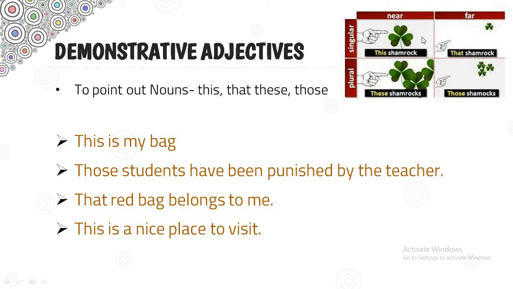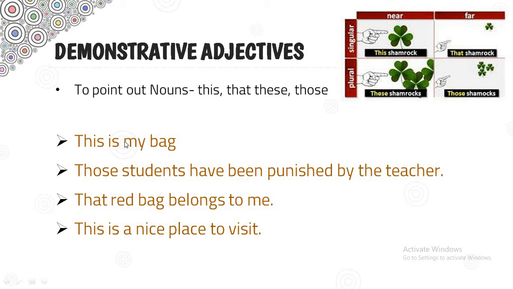So "this" we refer to the thing which is near to us. Far off things are referred to with "that". For plural nouns, we use "these", and if it is far off, we say "those". So whenever you need to define demonstrative adjectives, we use this, that, these, those. This and that are used with singular nouns. These and those are used with plural nouns.